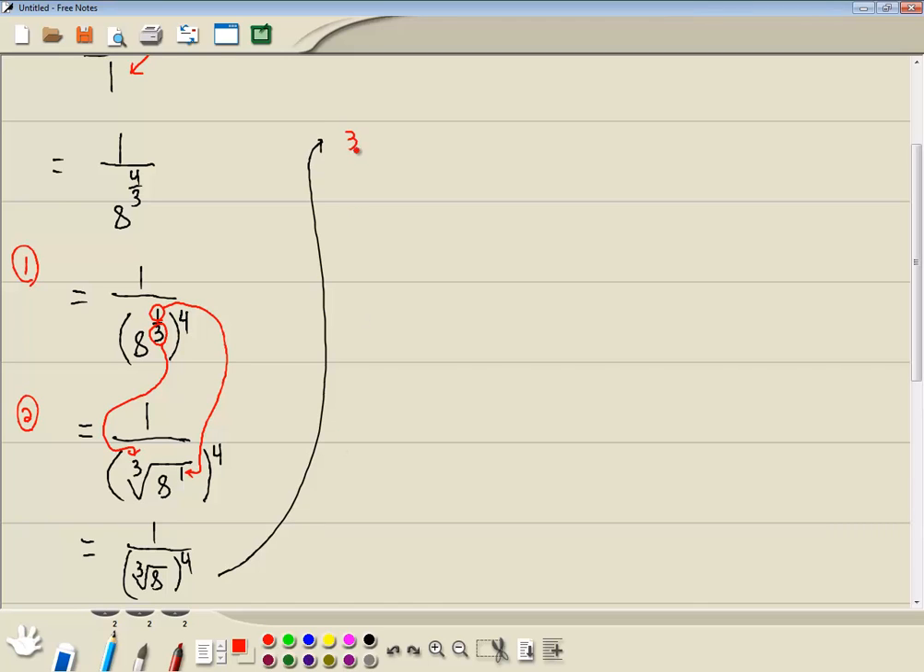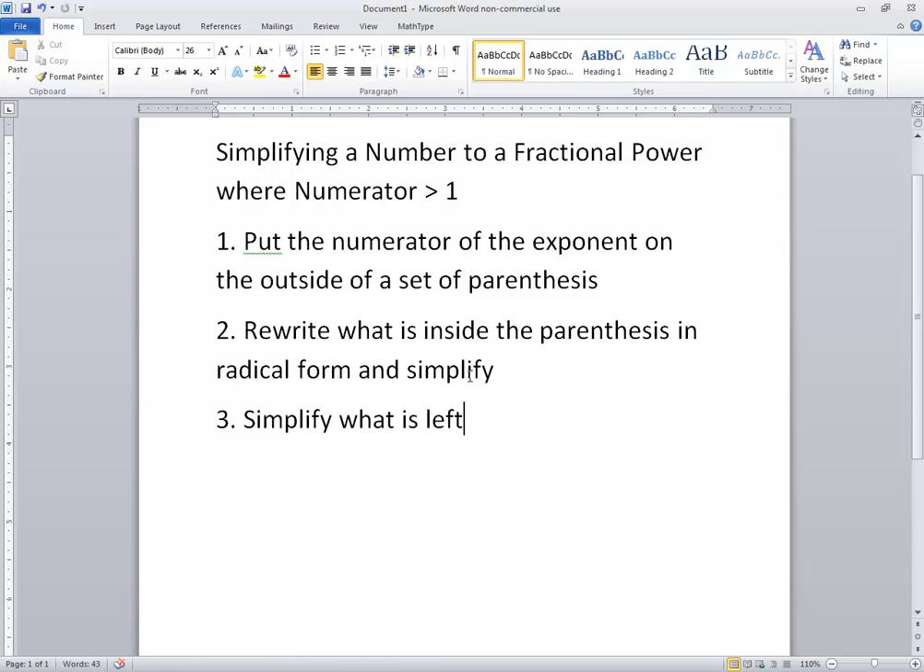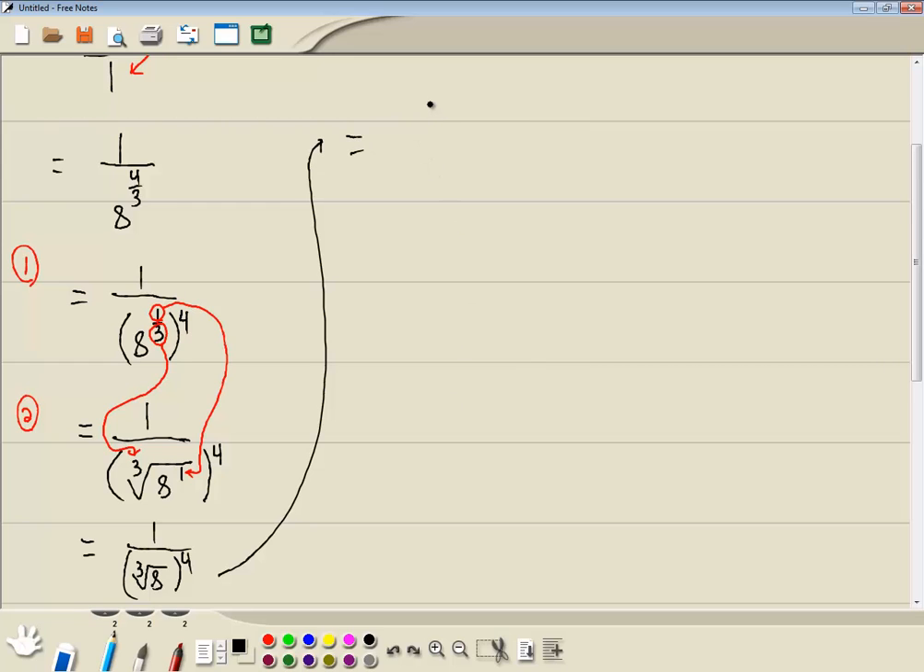Okay, now step 3. Second part of that is to simplify. Well, we got the cube root, so our index is 3. We need to do the prime factorization. Well, 8 is 2 times 2 times 2. Since our index is 3, that means we're looking for a set of 3 of something. Well, here's 3 2's, so 3 2's is going to come out in front as a single 2. So we're going to have 1 over 2 to the 4th power.